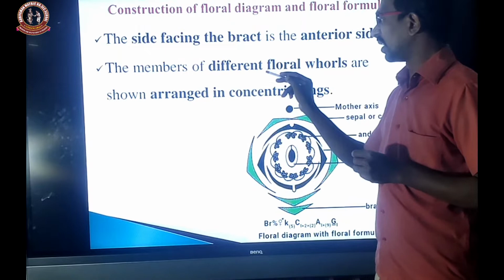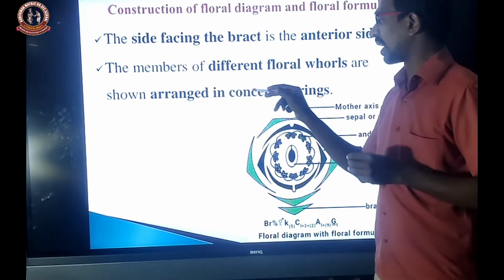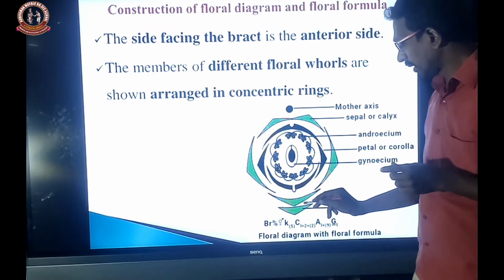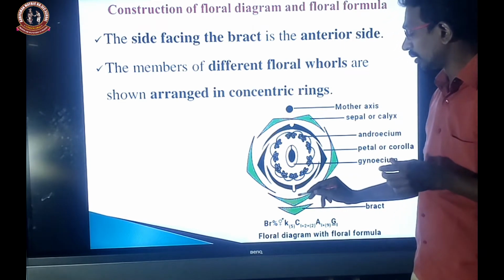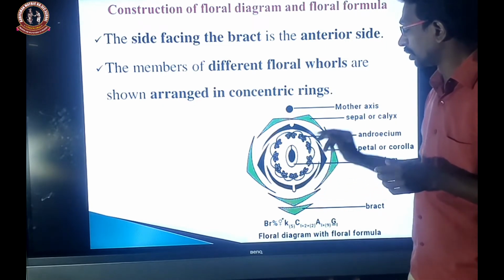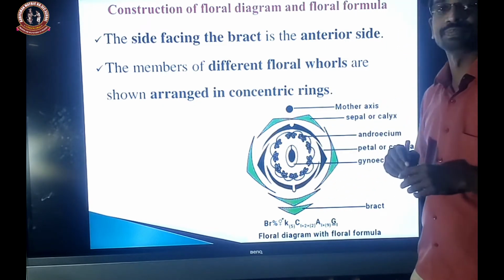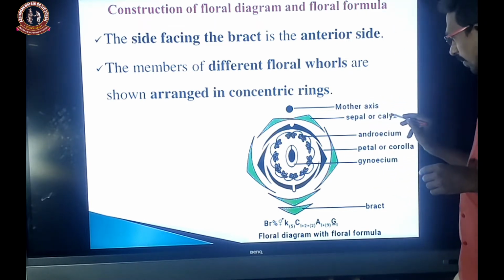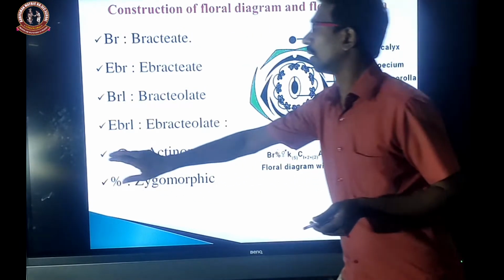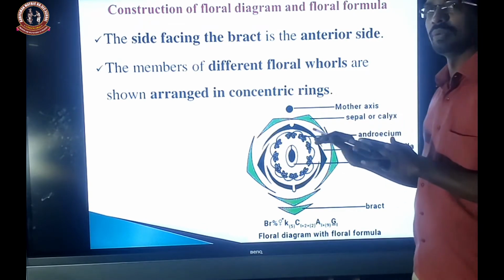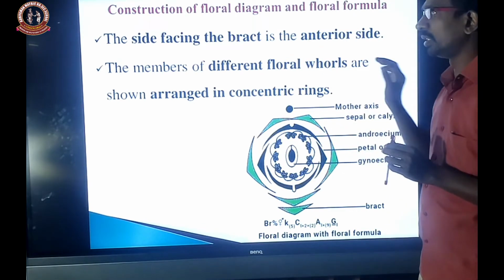The different floral whorls are shown arranged in concentric rings. This is a bract; inside it the calyx, corolla, androecium and gynoecium. It's a concentric layer. Here we can clearly see the mother axis, sepals or calyx, petals or corolla, androecium, gynoecium. So everything is represented in the floral diagram.